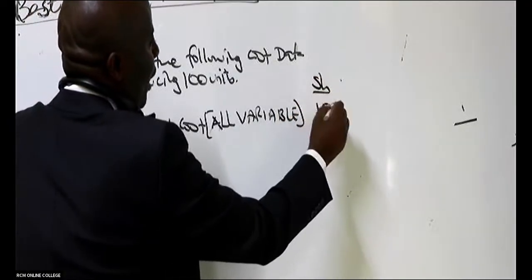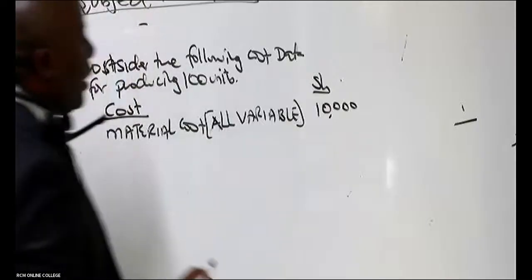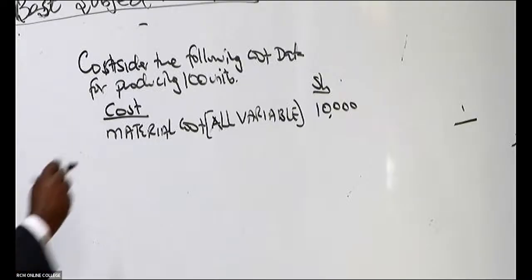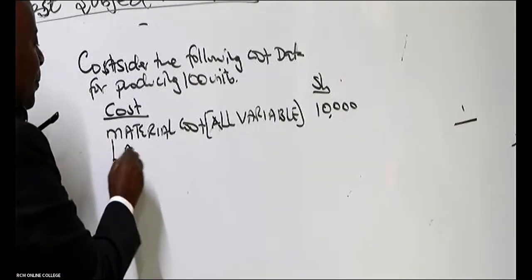Shillings 10,000. All variable, shillings 10,000. I can see this camera is blocking you guys. What you're trying to do is to mount these cameras up so that in future you will be comfortable. So material cost, all variable, 10,000. Then we have labor cost.